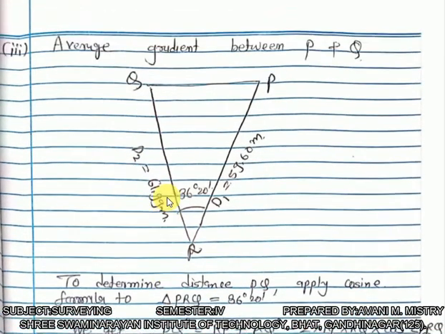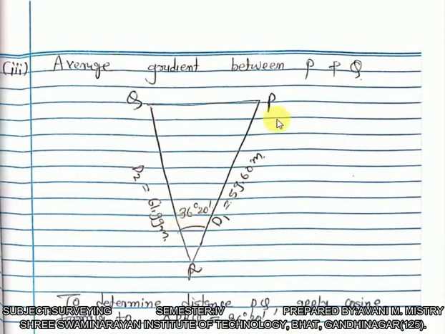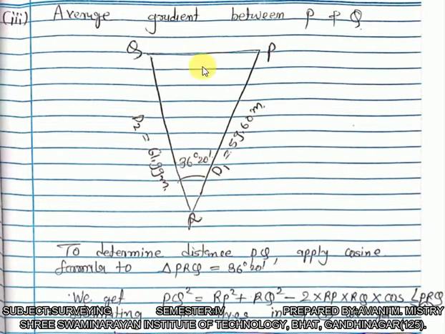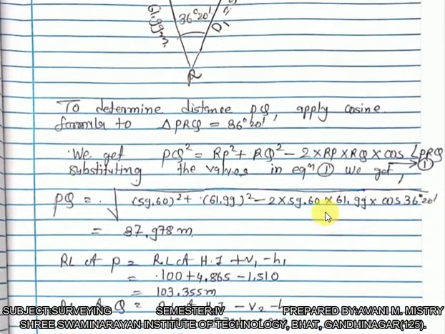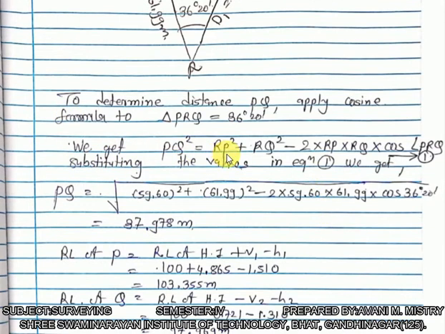Okay, and angle QRP is less than 90 degrees. We have a formula to find the value of PQ. We get PQ² = RP² + RQ² − 2 × RP × RQ × cos PRQ. Substituting the values from equation 1, we put all these values in this equation and we get PQ = 37.978 meters.